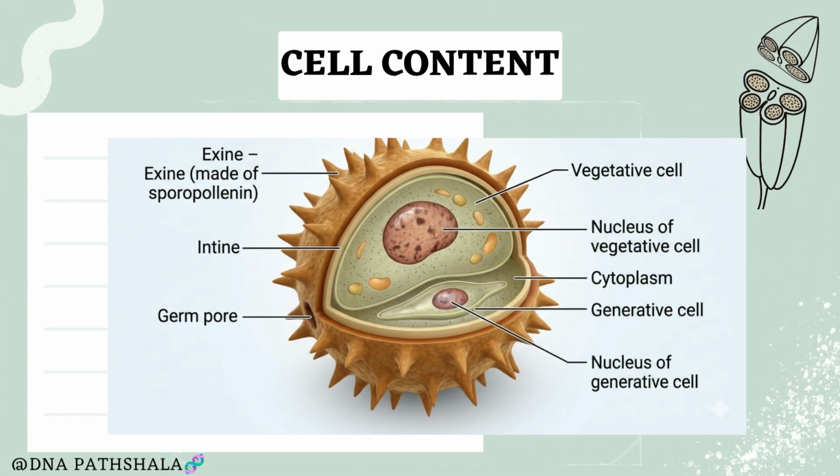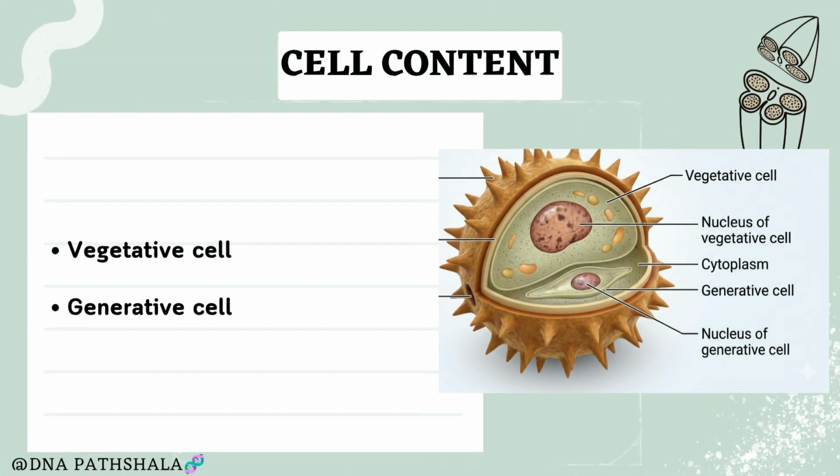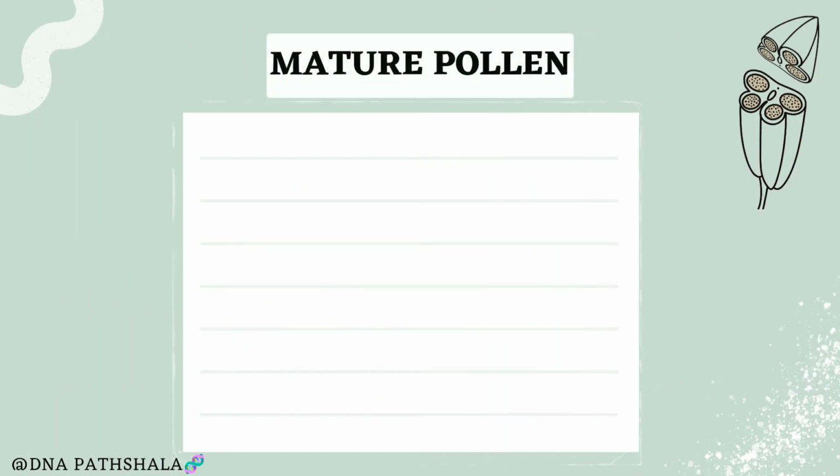Let's see what is the cell content. Inside pollen grain there are 2 cells, vegetative cell and generative cell. Vegetative cell forms the pollen tube. So role of vegetative cell is formation of pollen tube and role of generative cell is to form the two male gametes. How will you remember it? Generative cell generates two male gametes. Okay, simple logic. One builds the path and one provides the gametes.